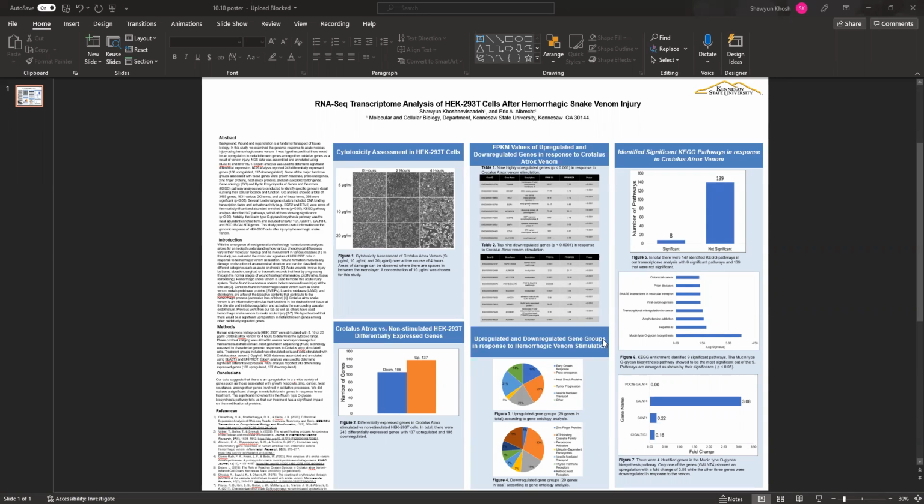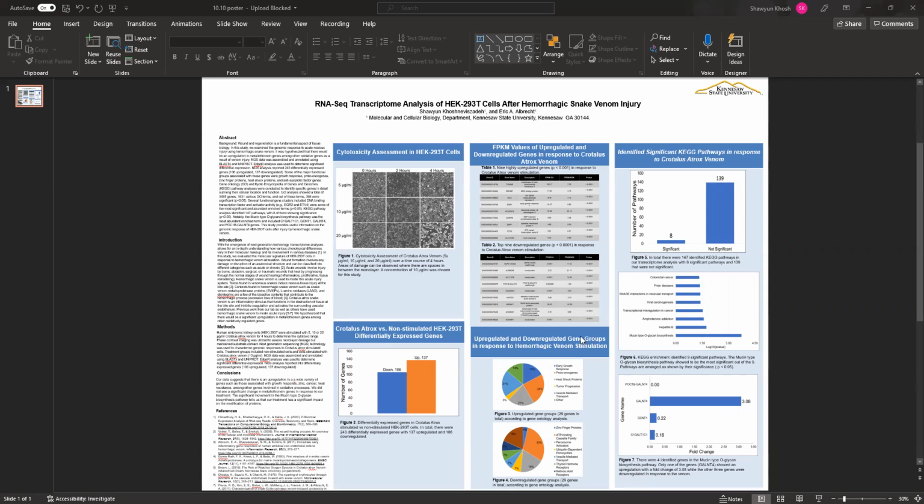Hello, everyone. My name is Sean Kosh, and I'm a second-year graduate student in the Master's in Integrative Biology program at Kennesaw State University. My poster presentation is titled RNA-Seq Transcriptome Analysis of HEK-293T cells after hemorrhagic snake venom injury.